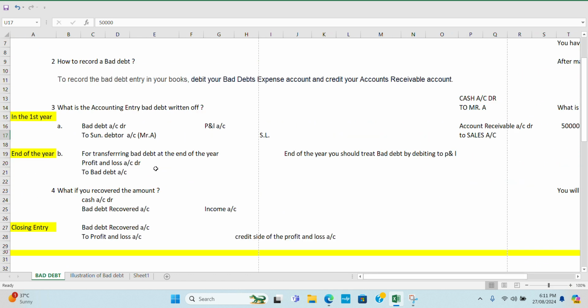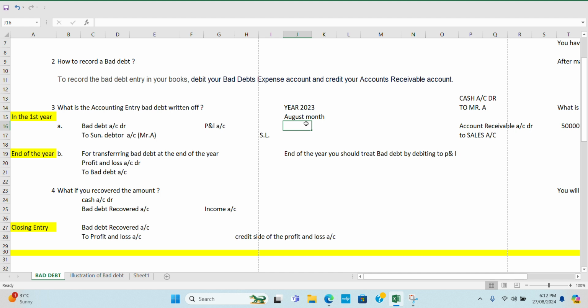Okay. So understood? What is a bad debt? How to record a bad debt? What is the accounting entry for bad debt written off? So today, let's write over here, year 2023, this month, you discovered that one of your debtors is not going to pay.